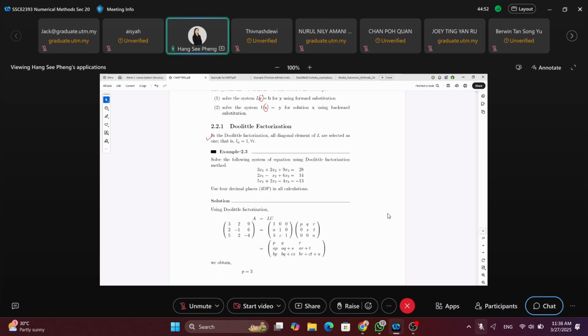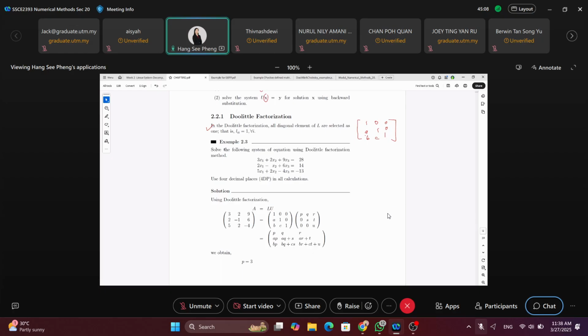Yeah, so meaning that lower triangular matrix 1, 1, 1. If that is a 3 by 3 matrix, the diagonal A11, A22, A33 must be all 1. A, B, C. Yeah, so you look at here. Solve this system of linear equations in the example 2.3.